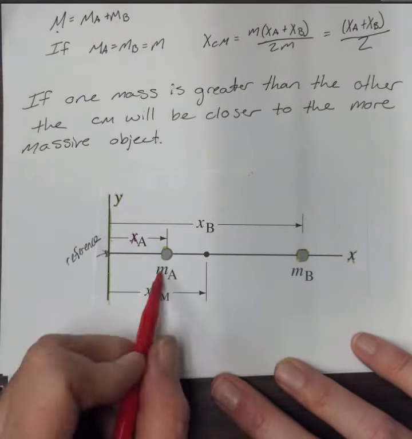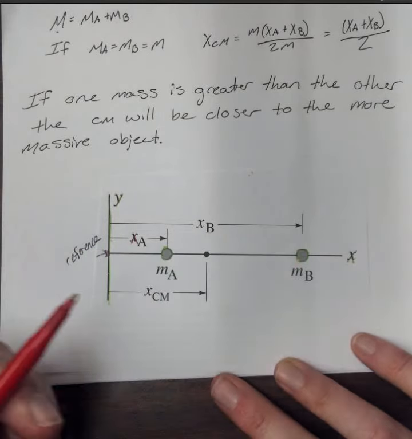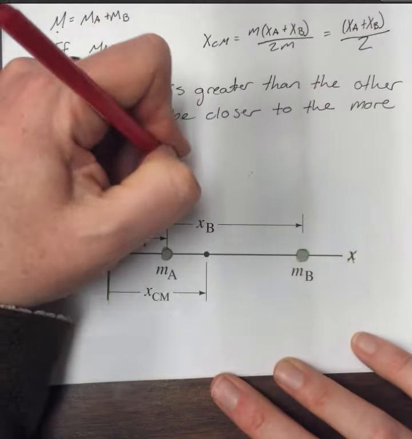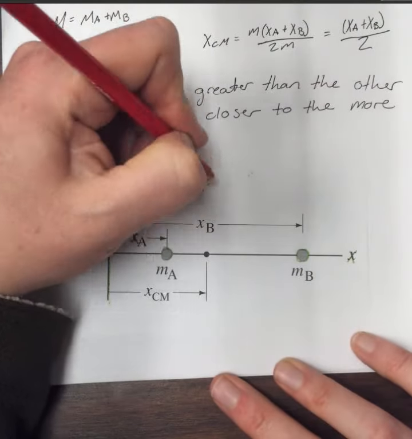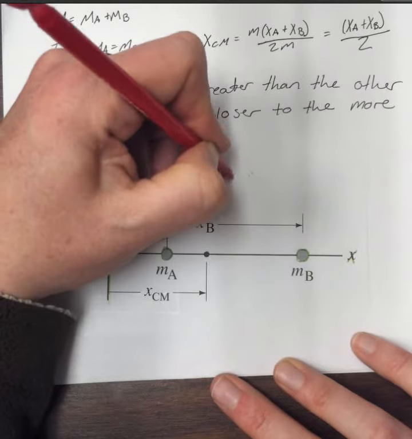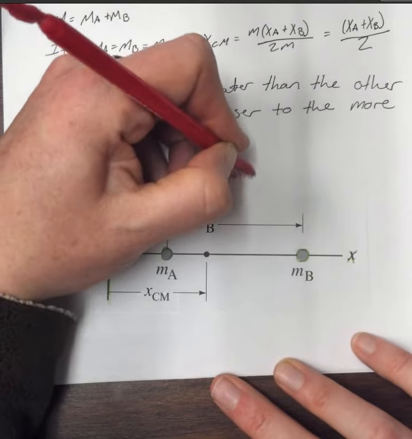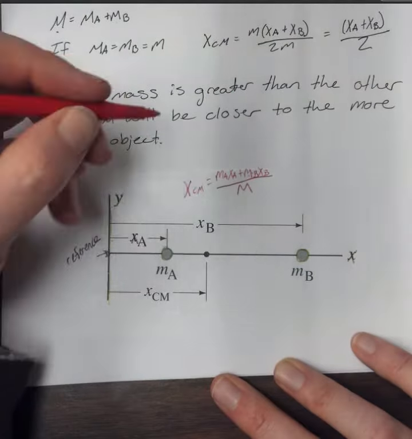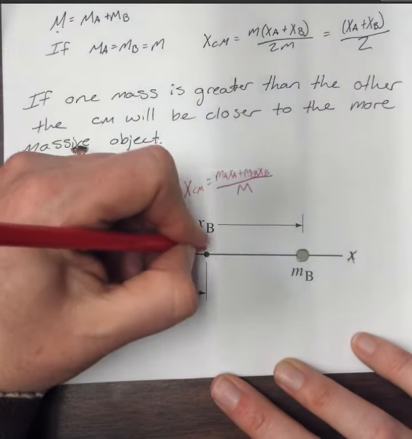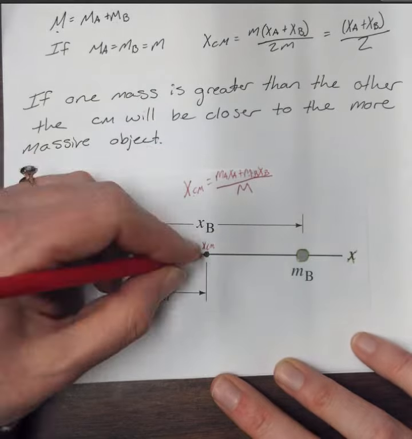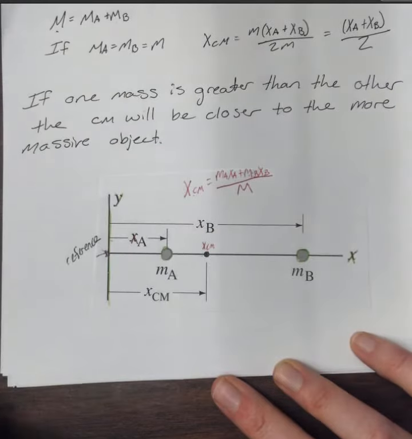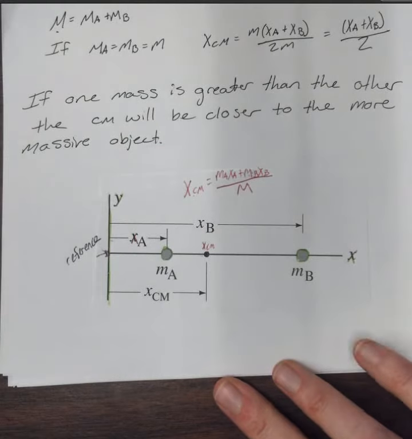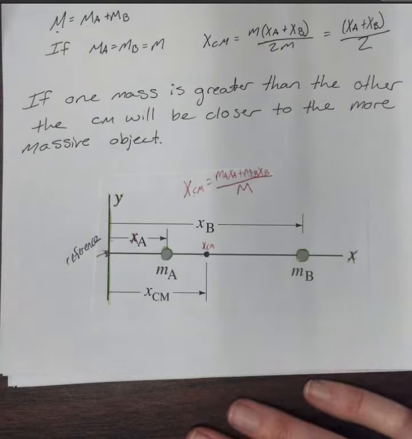Here's MA and MB. And if we plug that into the equation, XCM equals MAXA plus MBXB divided by M, you get the XCM is right there compared to this reference point. So that's how those values are going to be determined, and that's how those values are going to be calculated.